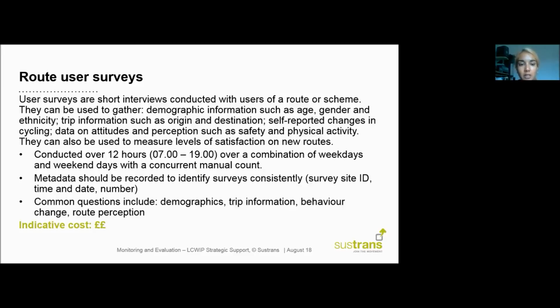Again, it should be conducted over a set period of time and number of days, recommended 12 hours per day and a minimum of 4 days. And in terms of indicative costs, they are similar to manual count, but slightly more costly because there's more data collection activity occurring.